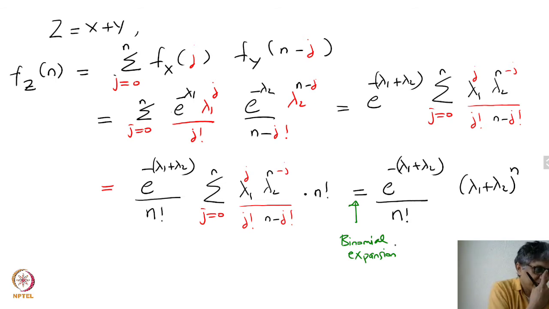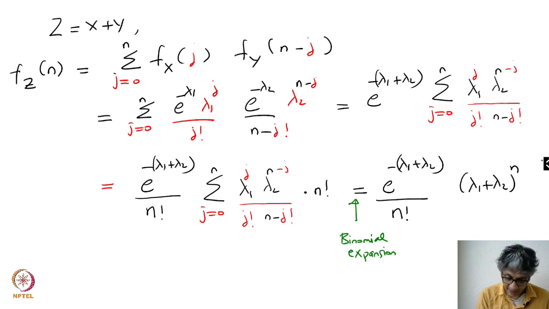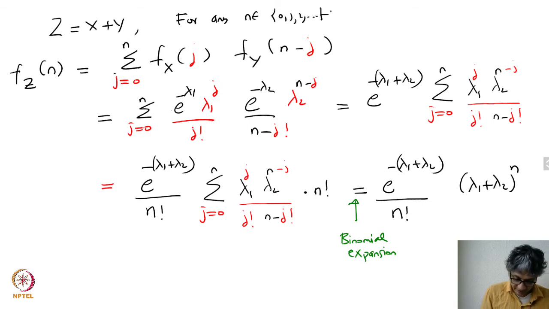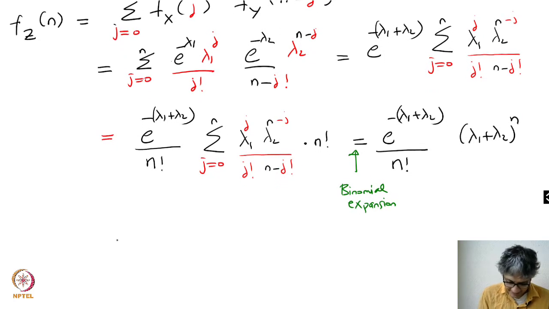Right? So that's a very nice, crucial way of understanding it. But now we're here, right? So that means the chance of Z equal to n is given by (lambda 1 plus lambda 2) to the power n by n factorial. This is true for any n in 0, 1, 2, and so on. I have f_Z of n equal to (lambda 1 plus lambda 2) power n times e to the power minus (lambda 1 plus lambda 2), divided by n factorial. So what does this mean? This just means that Z is distributed as Poisson of lambda 1 plus lambda 2.